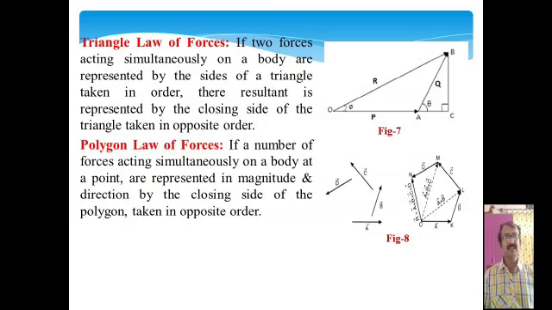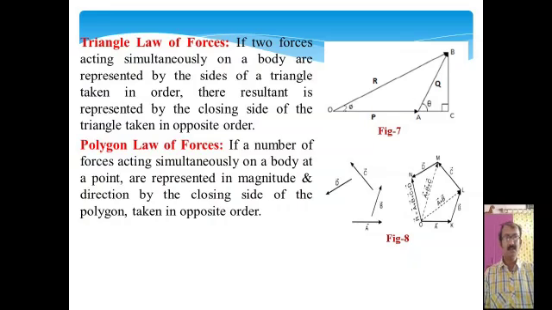Now, the triangle law of forces. If two forces acting simultaneously on a body are represented by the sides of a triangle taken in order, their resultant is represented by the closing side of the triangle taken in opposite order. So in figure 7, it is clear that there are two forces, P and Q, and R is the resultant of these two forces. The directions of P and Q are in the same order, and the resultant of P and Q is in the opposite direction.